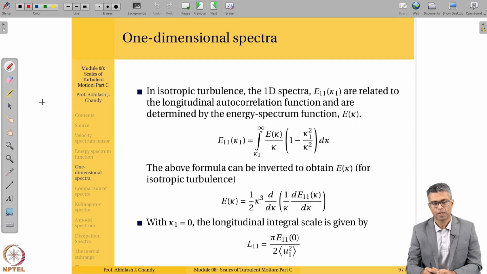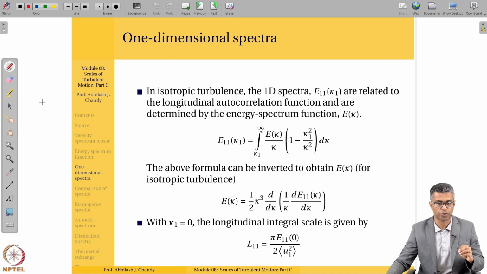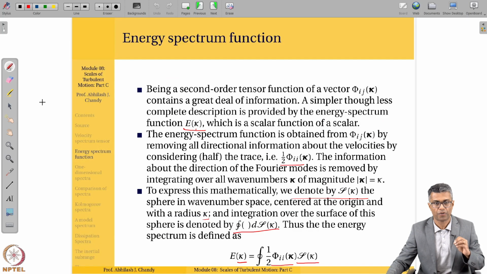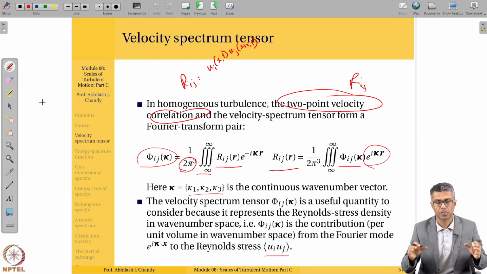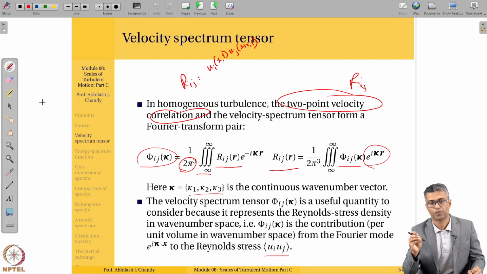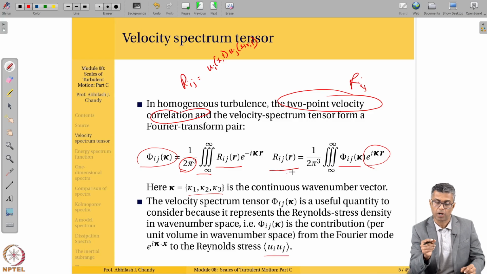Let's continue with the scales of turbulent motion module, where today we will focus on the 1D spectra. So in the last class we started to look at spectra after following up on the 2-point correlation. Just to refresh your memory, we started with the velocity spectrum tensor, which is actually a Fourier transform of the 2-point correlation. That is this Rij, which is a function of r, and small r is the spacing. Rij is the 2-point correlation, right?